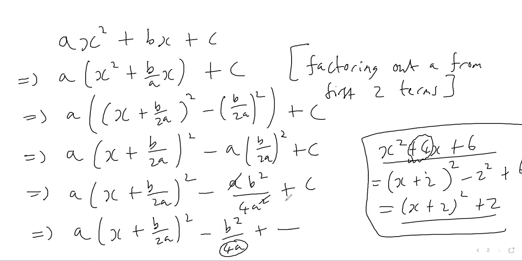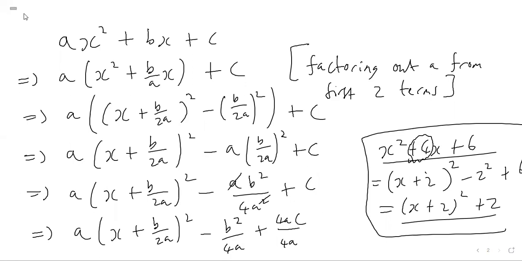So what I'm going to do is put a 4a here, and so that means that to get this c to be the same as this fraction there, I need to write 4ac up there. So again, if you do 4ac divided by 4a, you get c. So this fraction here is just the same as this plus c there.